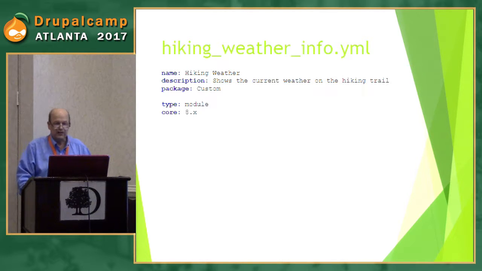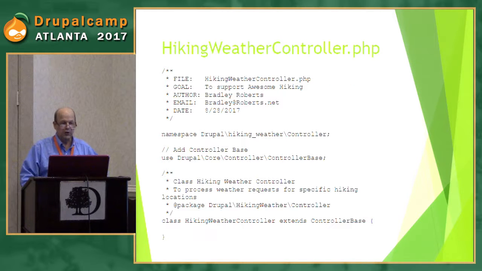The next thing you need is a controller module. Got to have some code to go with it. So I created the HikingWeatherController.php module. Drupal 8 kind of expects you to use a namespace. So I called my namespace Drupal\hiking_weather\Controller, and made use of the existing Drupal ControllerBase so I could leverage all the methods and properties of the basic controller.